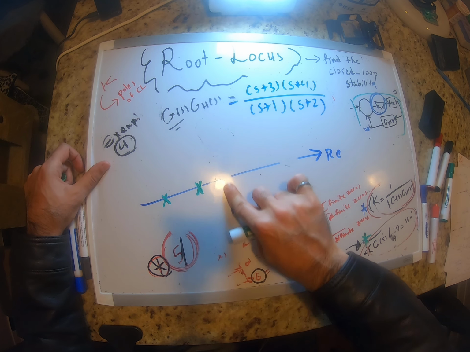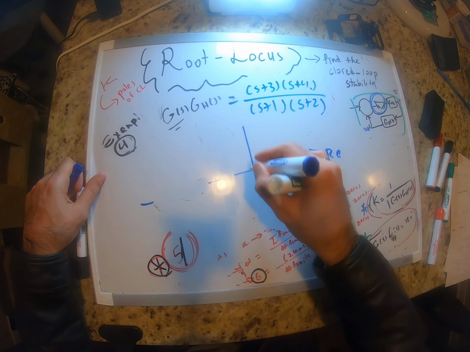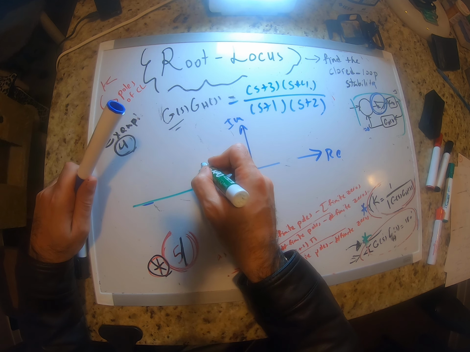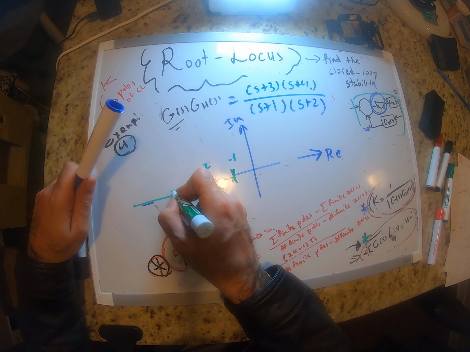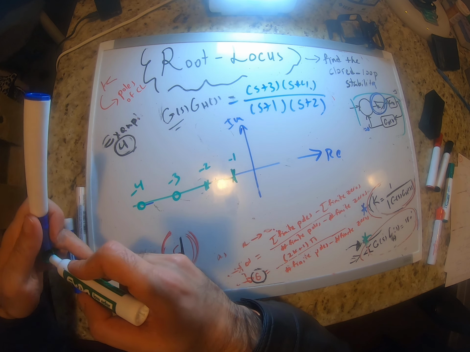Let me see here. Sorry, there's one pole here, s equal to negative 1. Another pole, s equal to negative 2. There's a 0 here, negative 3. Another 0 here, negative 4. Okay.